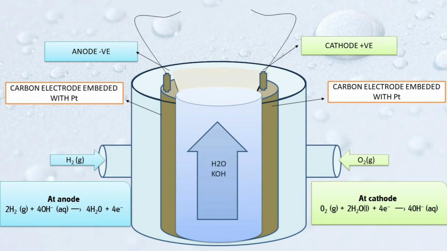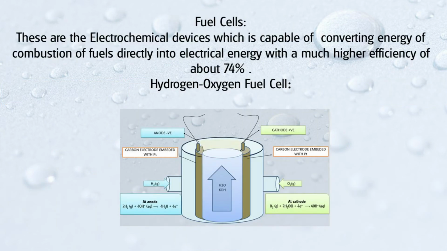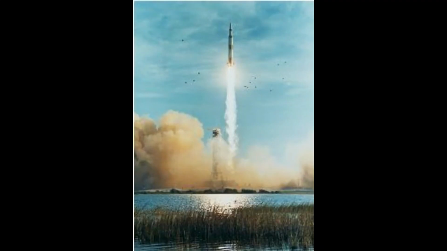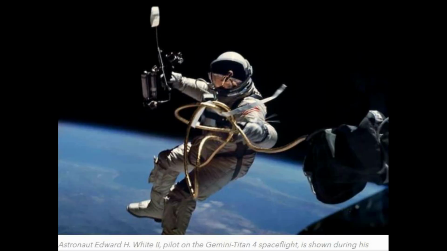Now let us understand what is a fuel cell. Fuel cell is an electrochemical device which is capable of converting the energy of combustion of fuels directly into electrical energy. Hence, it has very high efficiency. Its efficiency is around 74%. One of the most successful fuel cells ever used is the combustion of hydrogen into water. This was used to power the Apollo space program. In this program, the water generated was actually used for drinking.